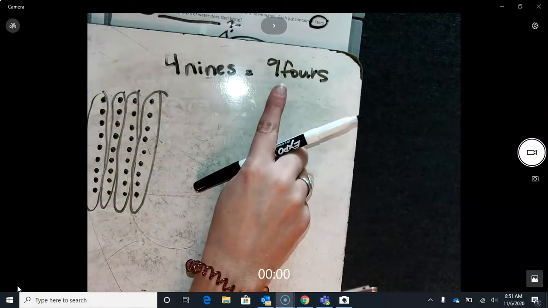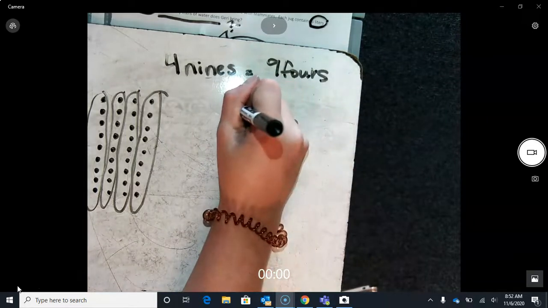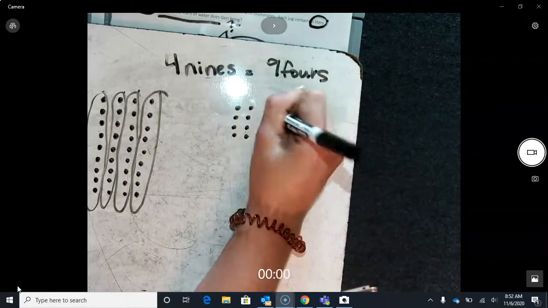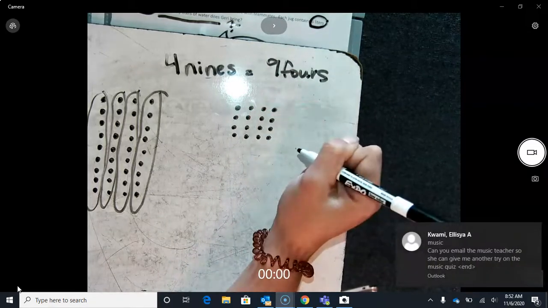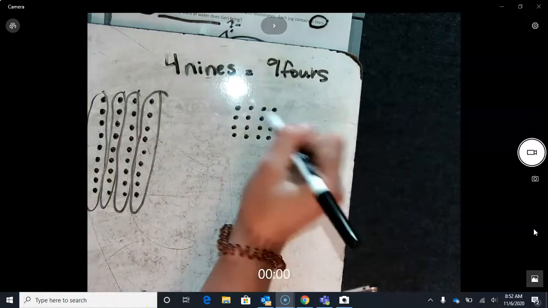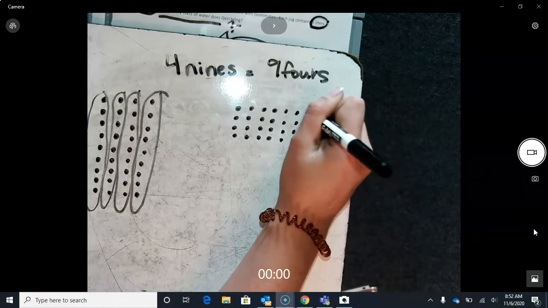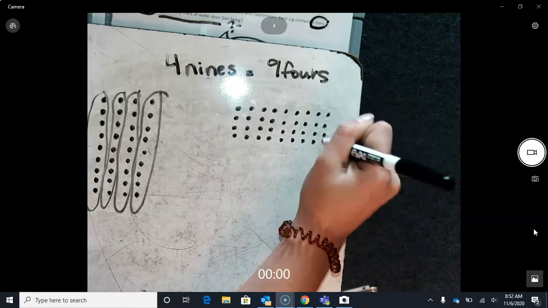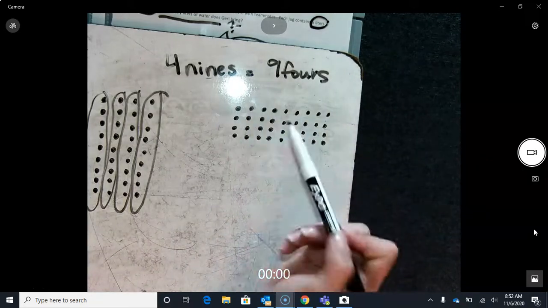Now let's show an array with 9 groups of 4. 1, 2, 3, 4. 1, 2, 3, 4. And let's really keep track of how many we have written so far. We've done 4. Now we've done 5, 6, 7, 8, 9. Let's just double check. 1, 2, 3, 4, 5, 6, 7, 8, 9. So now I have 9 groups of 4.